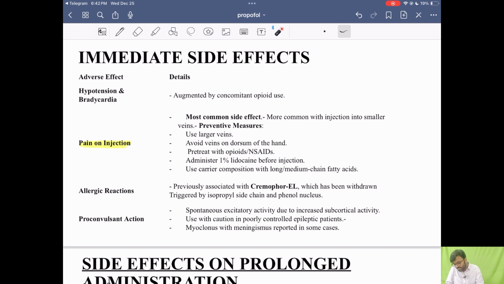Other side effects, obviously, are hypotension and bradycardia. These can be managed by a reduced dose of propofol. How? We can give an opioid together, and the opioid will reduce the required dose of propofol. Then there is allergic reaction.